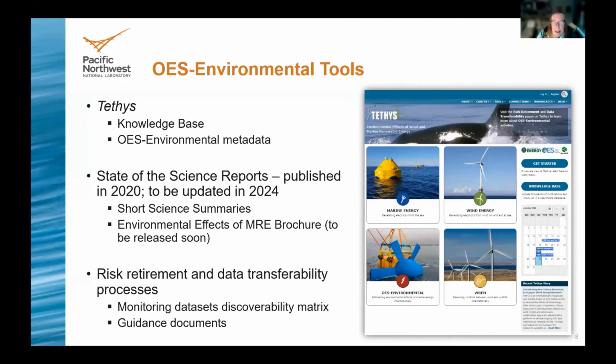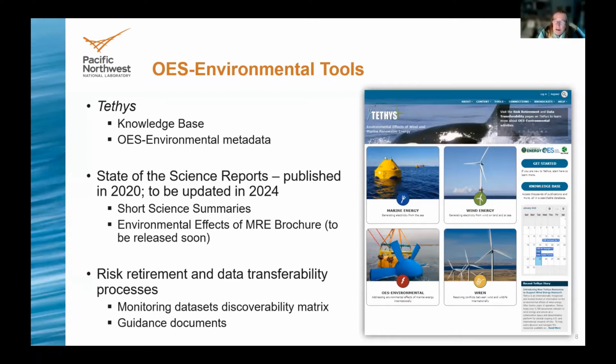One of the main outputs of OES-Environmental is a State of the Science report that we write every 4 years. We published one in September 2020. We'll be updating that in 2024. And that is available for download off Tethys. It's a big 300-page document, but I'm pretty confident at the time it was published, it really did contain all the information we know on the topics. There were 40 authors and contributors from 11 countries, so I think you'll find that useful, but it is pretty tough to get into the whole thing.